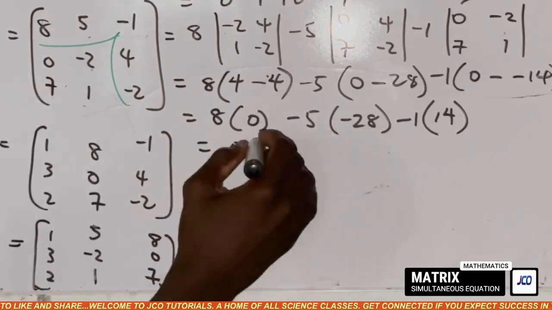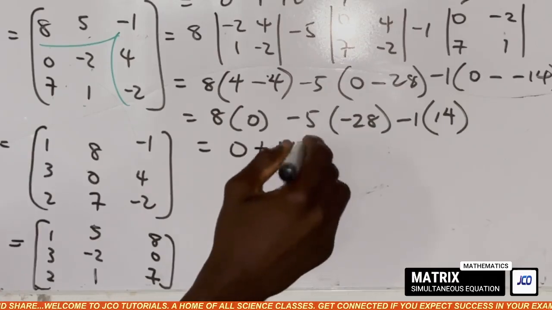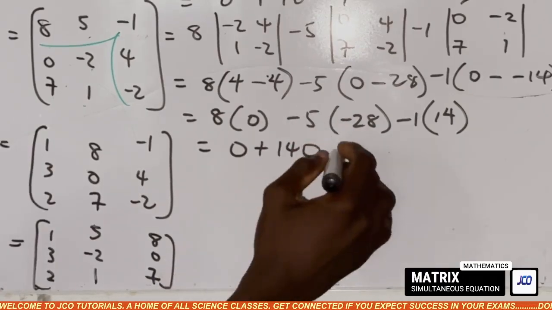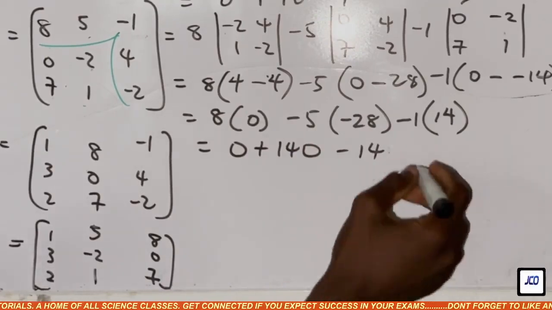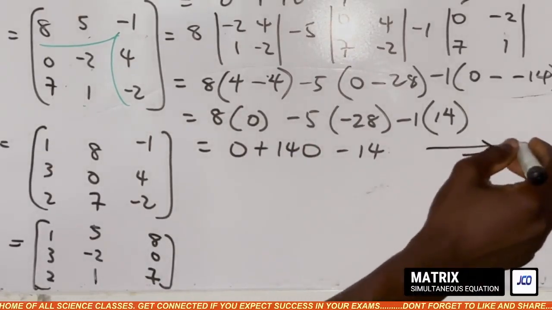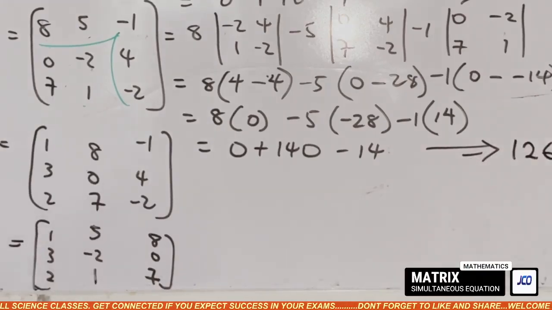8 times 0 is 0, minus 5 times minus 28. That's 140. Minus minus is plus, then minus 14. When you finalize this, you have 126 as your answer.